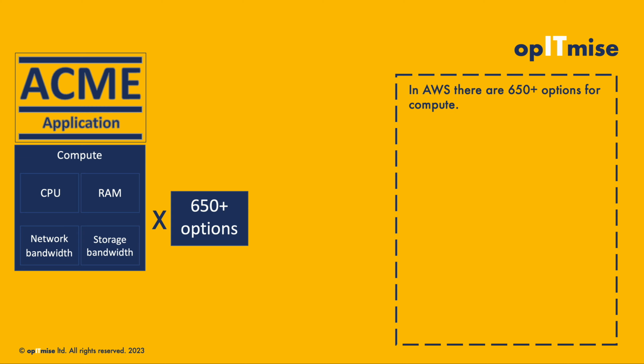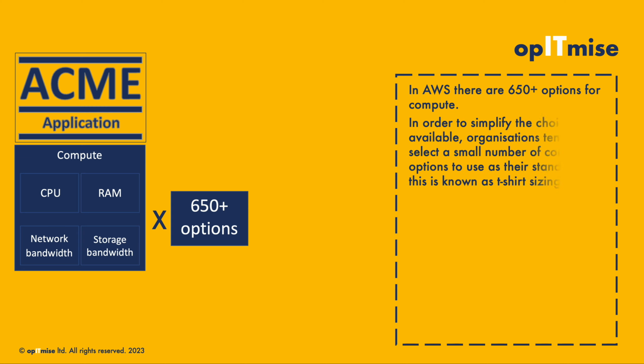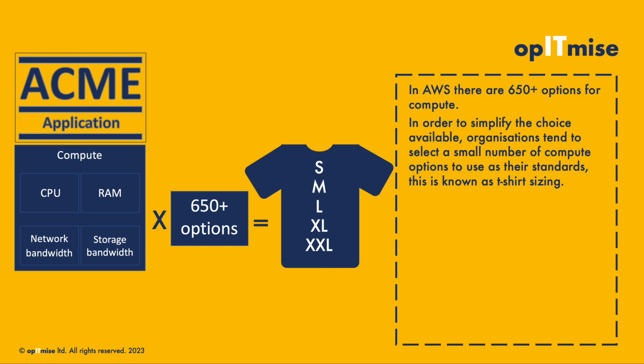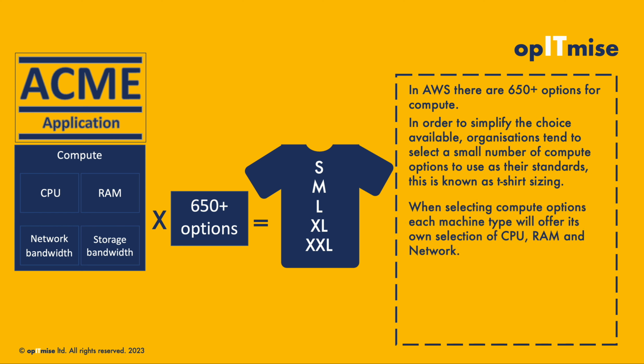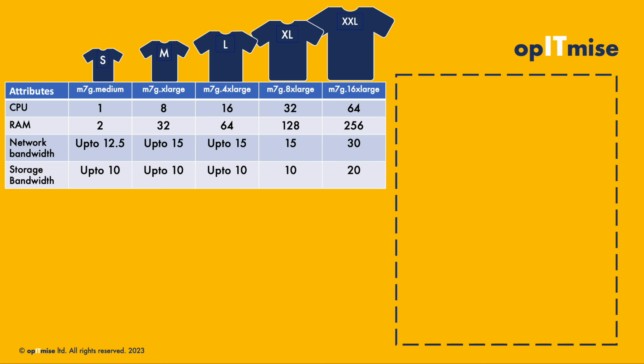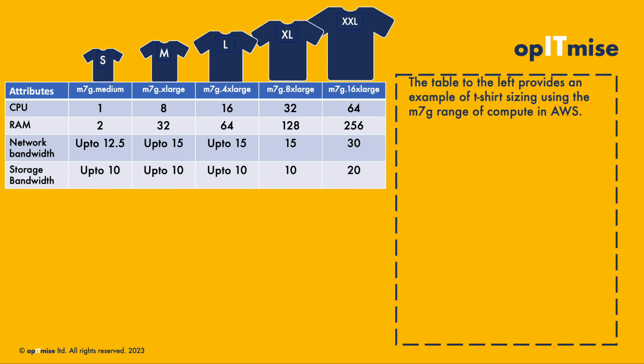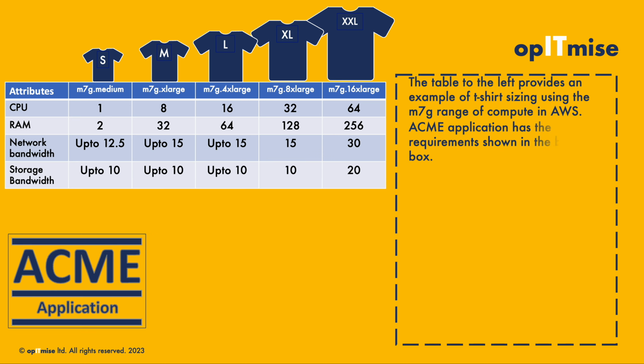In AWS, there are over 650 options for compute available to customers, and in order to simplify the choices available, organizations tend to select a small number of compute options to use as their standards. This is known as t-shirt sizing. When selecting compute options, each machine type will offer its own selection of CPU, RAM, and network. The table to the left provides an example of t-shirt sizing using the M7G range of compute in AWS.